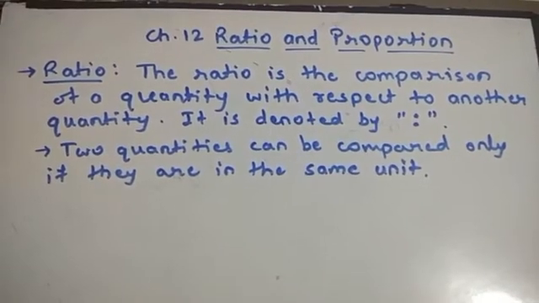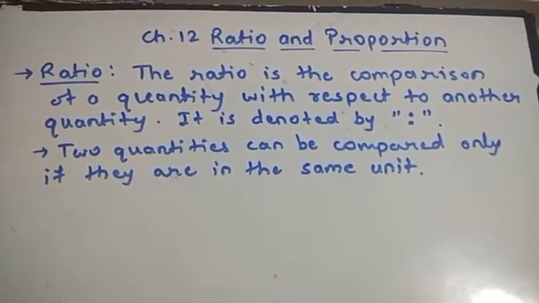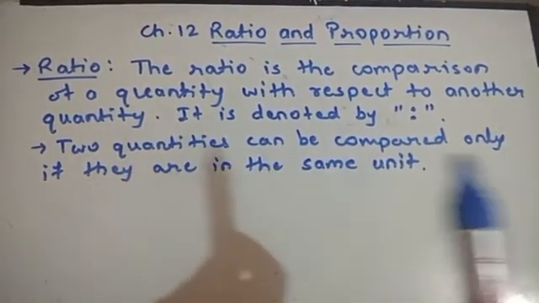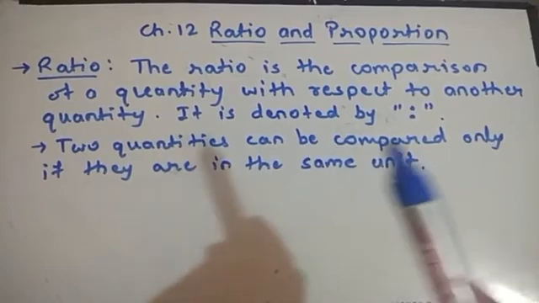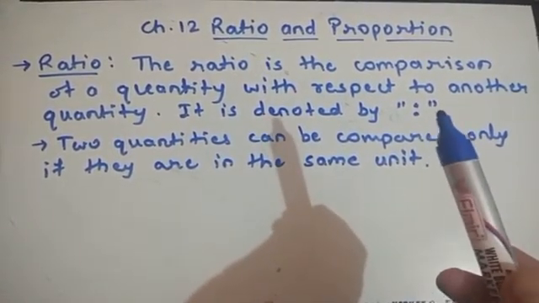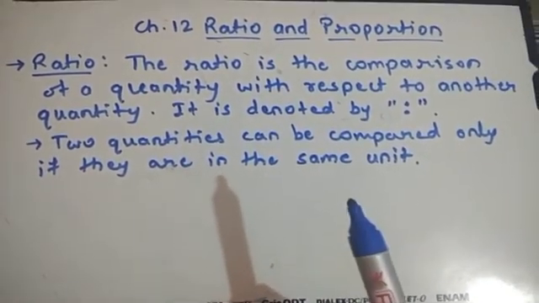Hello students, in this video we are going to study chapter number 12, ratio and proportion. Here ratio means the comparison of a quantity with respect to another quantity, and it is denoted by this symbol. This symbol is called ratio, or we can say "is to". Two quantities can be compared only if they are in the same unit.